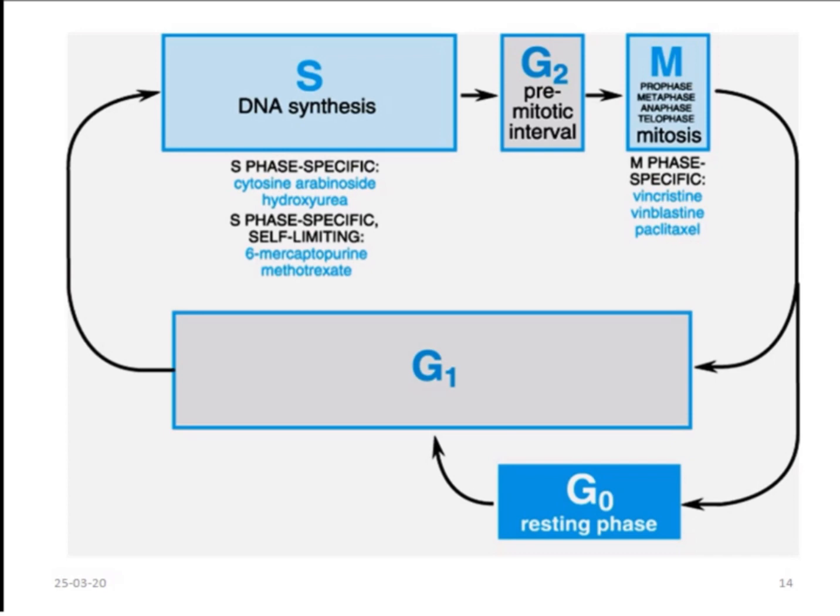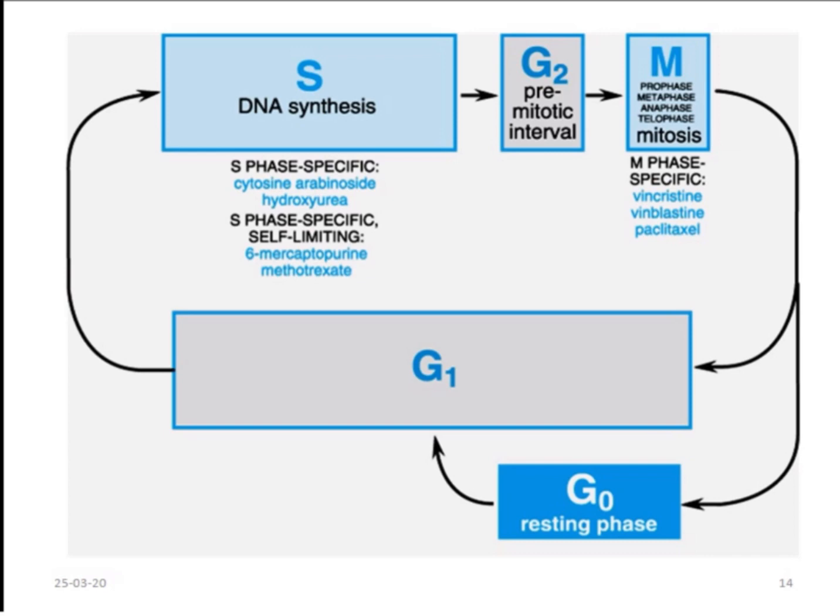If you see the S phase specific, there are some drug names such as cytosine arabinoside, hydroxyurea, and mercaptopurine, methotrexate. In the same way, in the M mitosis phase there are vincristine, vinblastine, paclitaxel, like that. So there are various drugs which are acting on these particular phases to inhibit that, to suppress that, to stop it, anyway to control the cell cycle process, right?